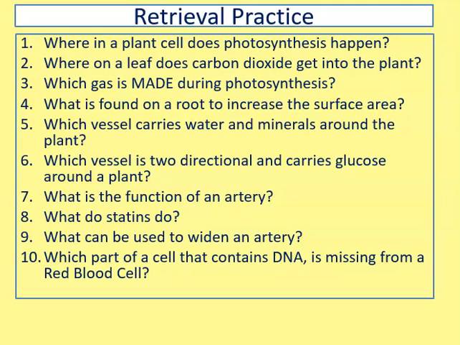Number 7, the function of an artery is to carry blood away from the heart and carry it to organs and respiring tissues. Number 8, statins reduce the cholesterol in the blood. Number 9, a stent can be used to widen an artery. And number 10, the part of a cell that contains DNA that is missing from a red blood cell is the nucleus. Okay, moving on then.